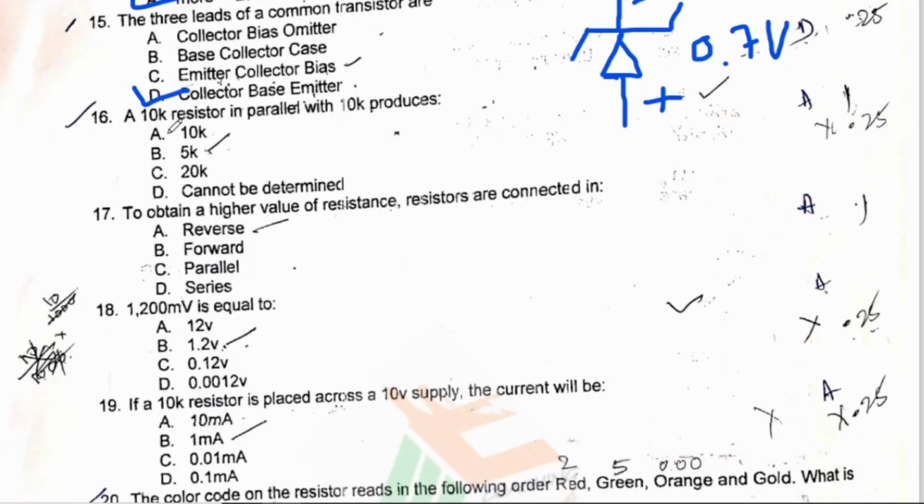Next question. A 10K resistor in parallel with 10K. 10K resistor in parallel with 10K. R1 parallel R2. So R1 R2 divided by R1 plus R2.